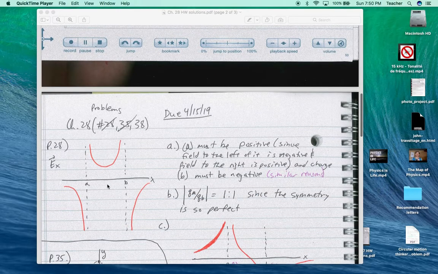We were given this for problem 28. This has to be a positive charge because it has a positive electric field to the right of this and negative electric field to the left. This has to be a negative charge because it has a positive electric field to the left of it, meaning it's pointing toward the right, toward B, which is characteristic of a negative charge, and has a negative electric field on the right side, which means again it's pointing toward B. So the ratio of charges has got to be 1 to 1 to get this type of symmetry.